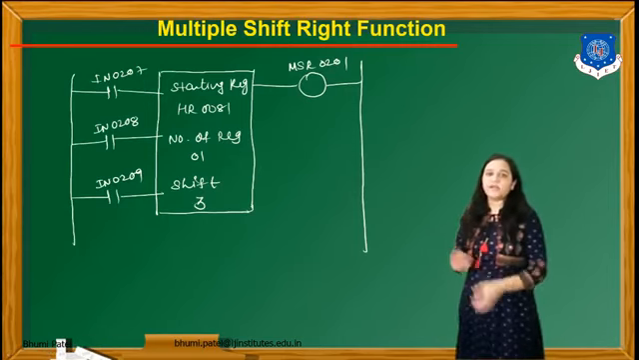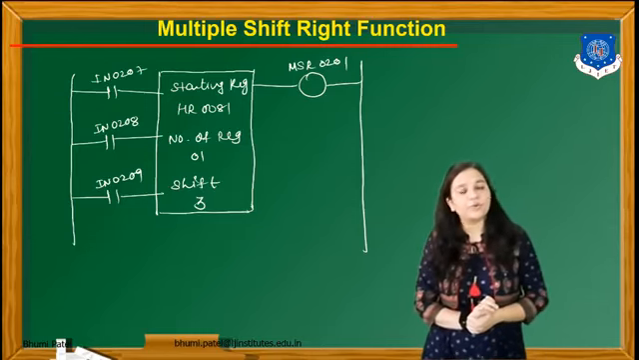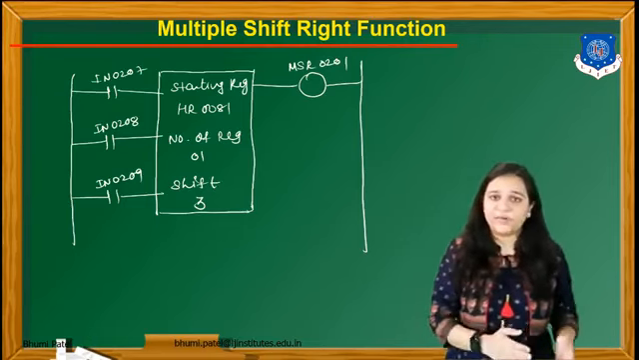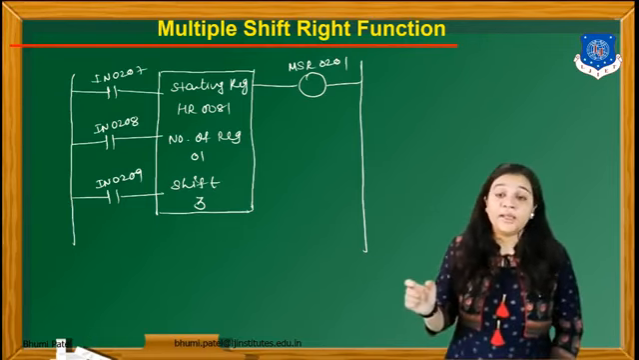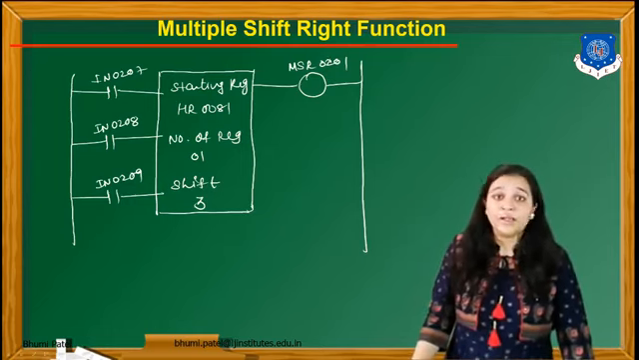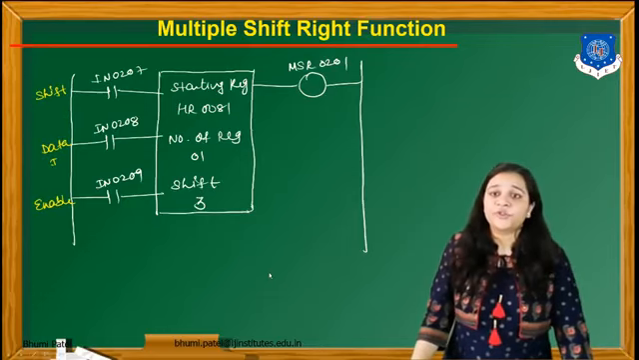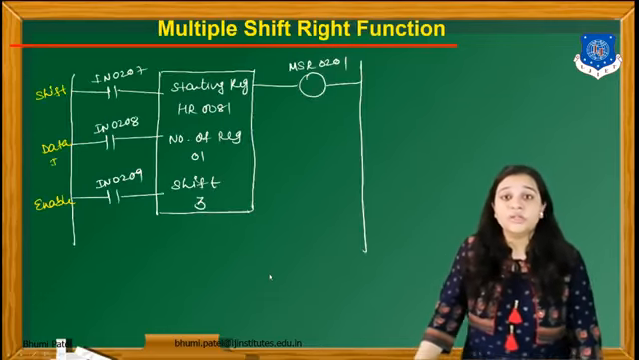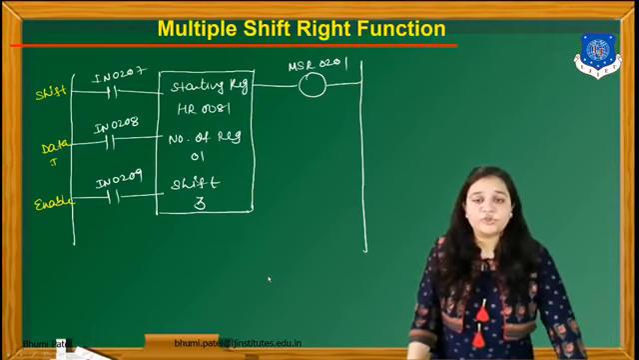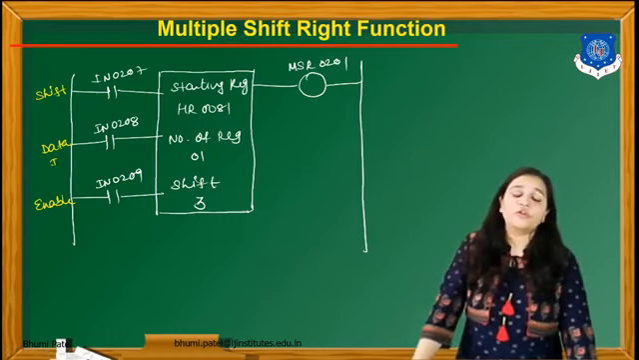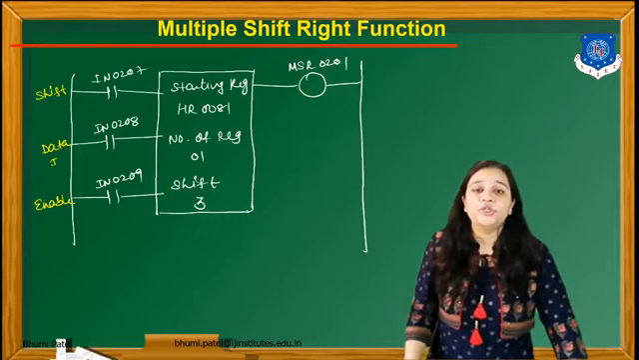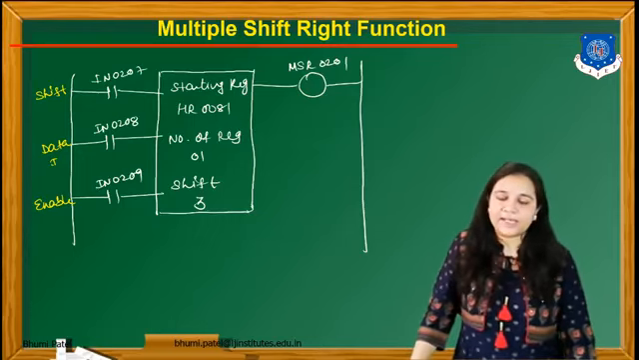Now the multiple shift right function. The inputs given are IN0207, IN0208 and IN0209. The starting register is HR0081, the number of registers is 1, and we shift the data 3. The command for the multiple shift right function is MSR. Using this command we can shift multiple registers at the same time. Using this shift register we can shift the data from right to left, or do multiple shifts, using different PLC commands.